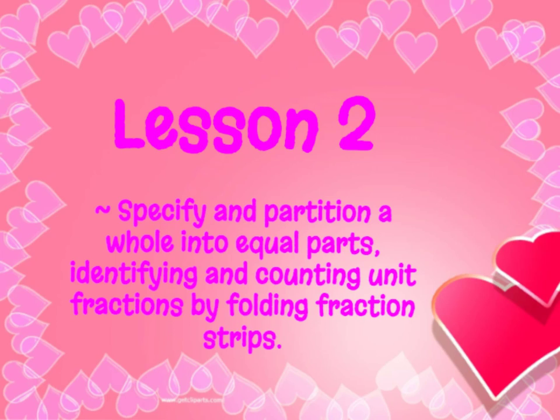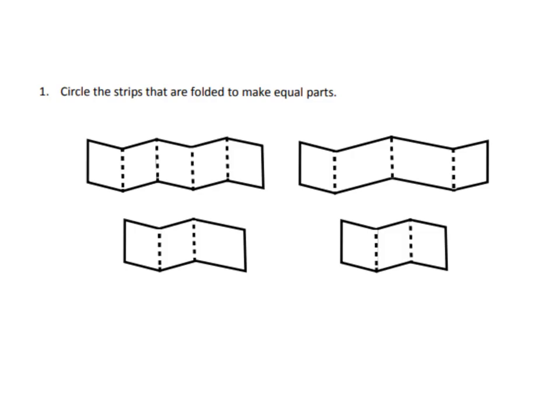For Lesson 2, we are going to specify and partition a whole into equal parts, identifying and counting unit fractions by folding fraction strips. Let's take a look at our problem set. Look at number 1. It says to circle the strips that are folded to make equal parts.